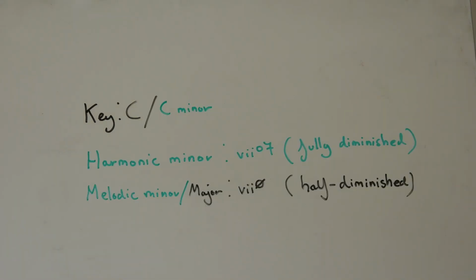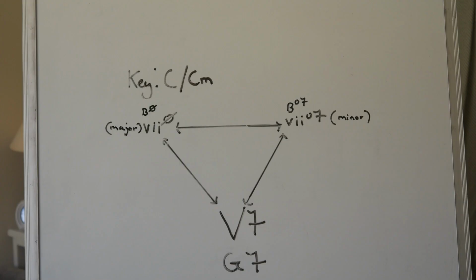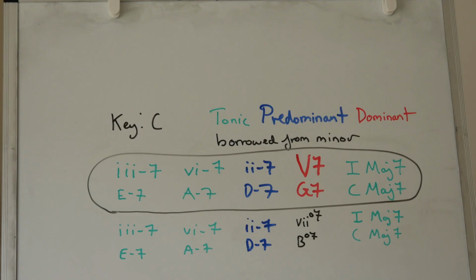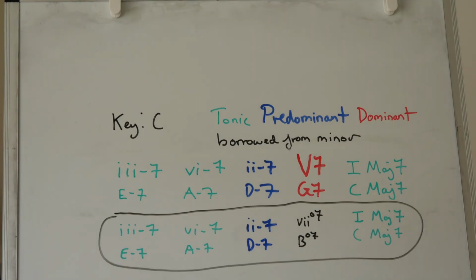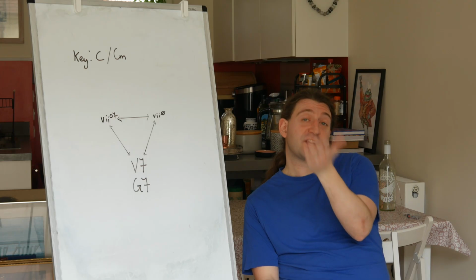In minor keys, both the fully diminished leading note chord and the half diminished versions are available, and either can substitute for the primary dominant or for each other, depending on how much tension we want to create. We can also use this move for secondary dominants.